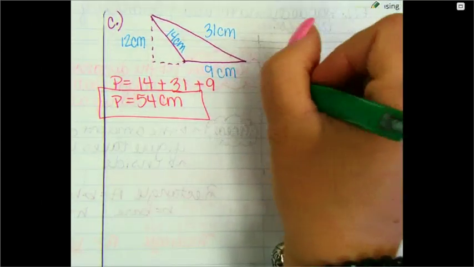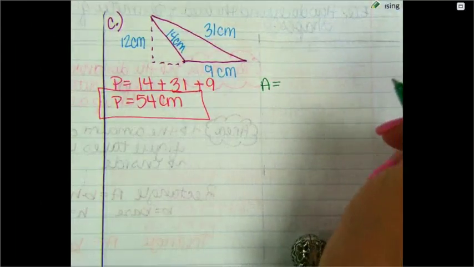Oh, there's another one. Area equals, what's the formula for area again? Why did Anna let her in?